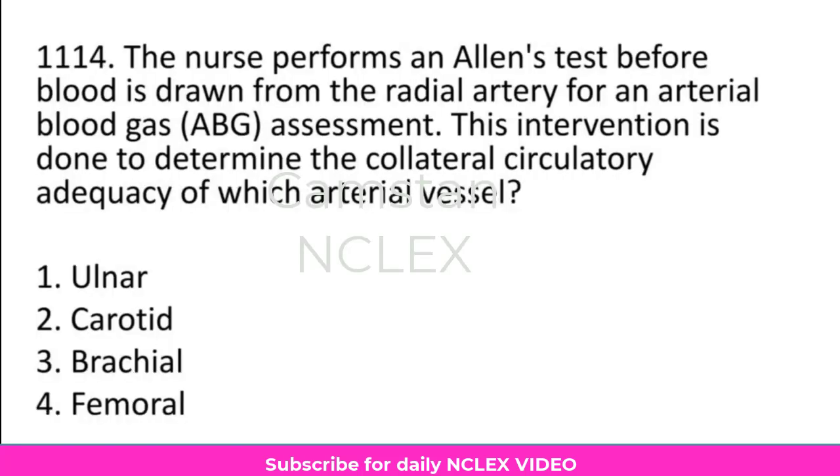So let's take a view on the question: which arterial vessel collateral circulatory adequacy should be determined while taking blood from the radial artery? As we discussed, we have to check ulnar artery collateral circulation when we draw a sample from the radial artery. Here the right answer is ulnar artery.